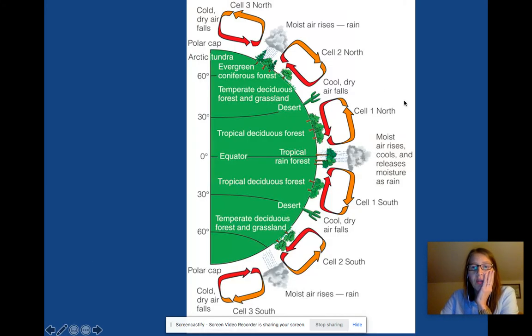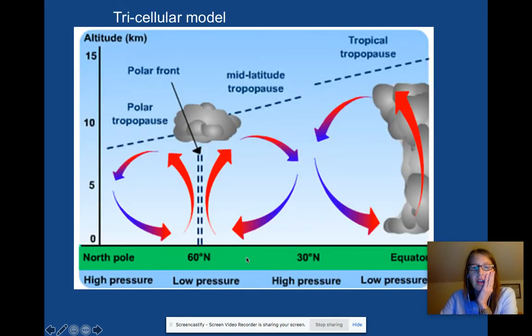Okay, so here's just a few others. You can look at the PowerPoints to see some more of these models. So you've got cell 1 is the Hadley cell, cell 2 is the Ferrel cell, and cell 3 is the polar cell. So you can see what's going on with moisture rising and cool, dry air falling over and over again across those different cells. And you can see here they've got all of the different biomes labeled on this one. And this is just showing it with the pressure at the different latitudes, so here is the equator going up to the poles.